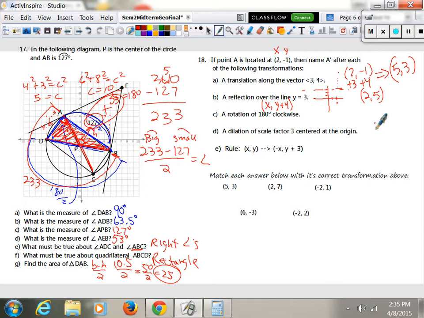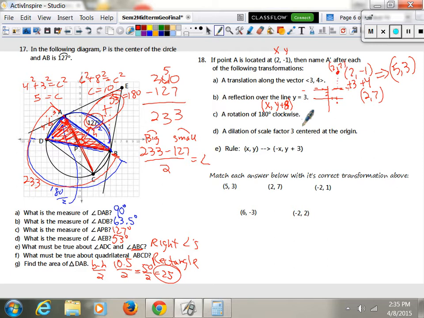No, it's going to be 7. Sorry. 3 plus... This is going to be plus 8. Plus 7. So you're starting at -1. You're going up 4 to get to the y line, the reflection line, and you're going up 4 more. So this is the point 2, 7.